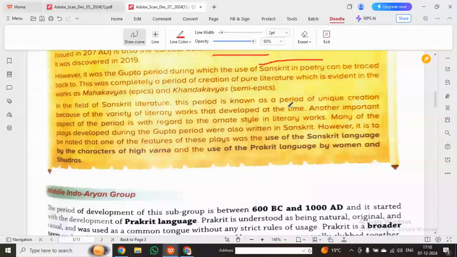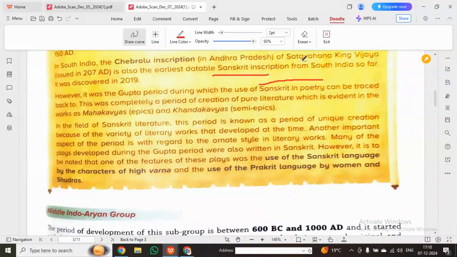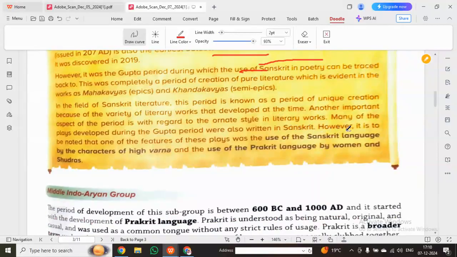In the field of Sanskrit literature, this period is known as a period of unique creation because of the variety of literary works that developed at that time. Another important aspect of the period is with regard to the oral style of literary work. Many of the plays developed during the Gupta period are also written in Sanskrit. जो प्लेज भी रिटर्न किए जा रहे हैं, जो हम अभी देख रहे थे कि बेसिकली जो पोइम्स लिखी जा रही थी.